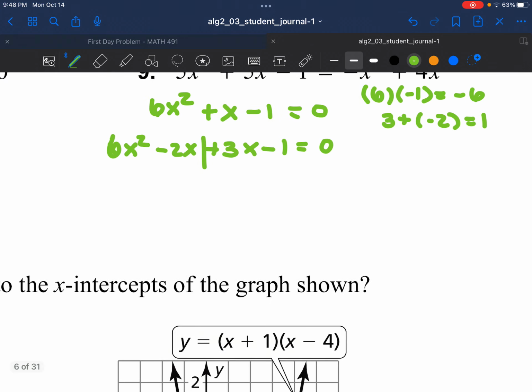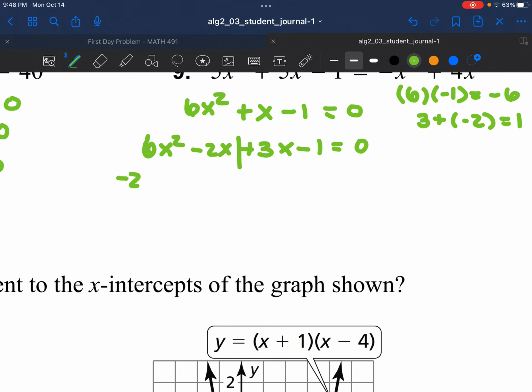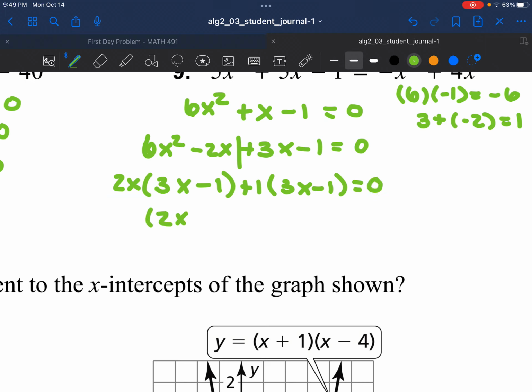Split down the middle. That'll give us, on the left side, a negative 2x in common. So this would become a positive 2x. Let's do a positive 2x, so this would be 3x minus 1. And then over here on the right, there's nothing we can pull out besides a 1. So I'm going to do plus 1, 3x minus 1. Keep everything the same there. Then we're going to go ahead and group.